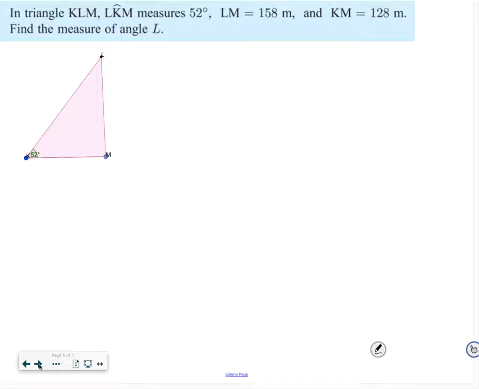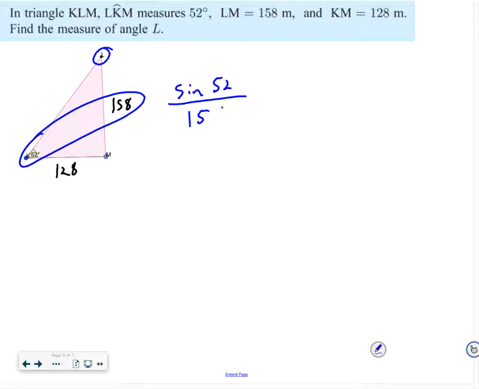So here we have angle LKM is 52 degrees. LM is 158, and KM is 128. So again, I'm looking for that angle on the opposite side, so I'm going to try and do law of sines. My unknown is the measure of angle L over here. So if I set this up, I'm going to do the sine of 52 over 158, the side opposite it, is equal to, well, I have 128, and I'm trying to solve for the sine of angle L.